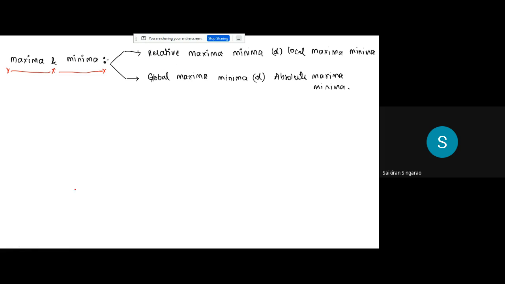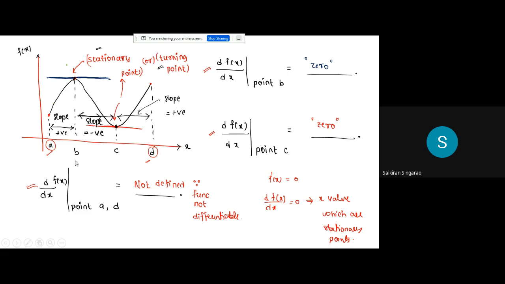So let me just go back. Here at point B and point C, where is maxima and where is minima? Can you tell me, sir? Point B is maxima, point C is minima, right? It is very much visible that here the maximum value is occurring, and here the minimum value is occurring.